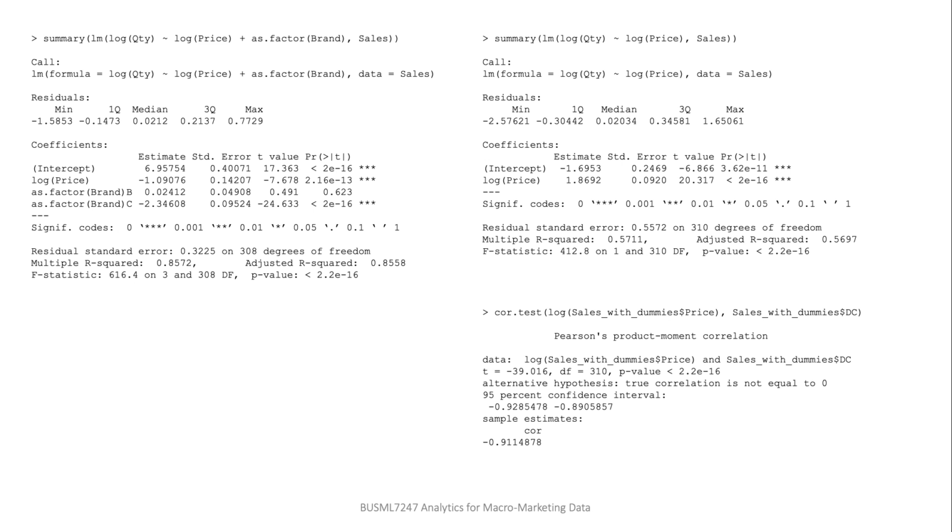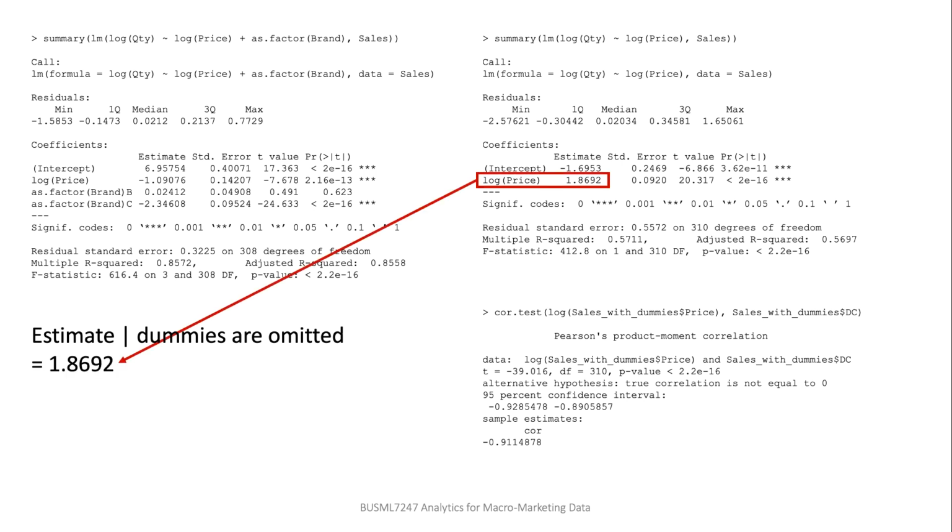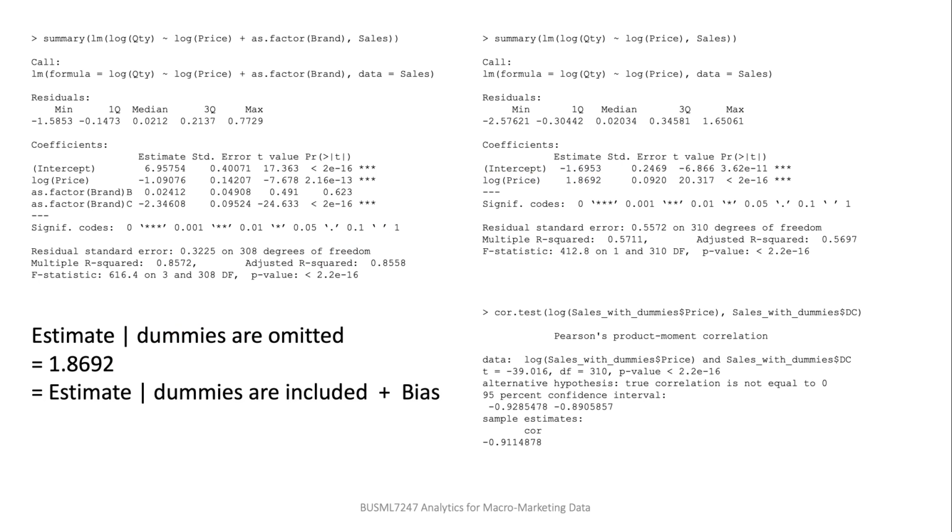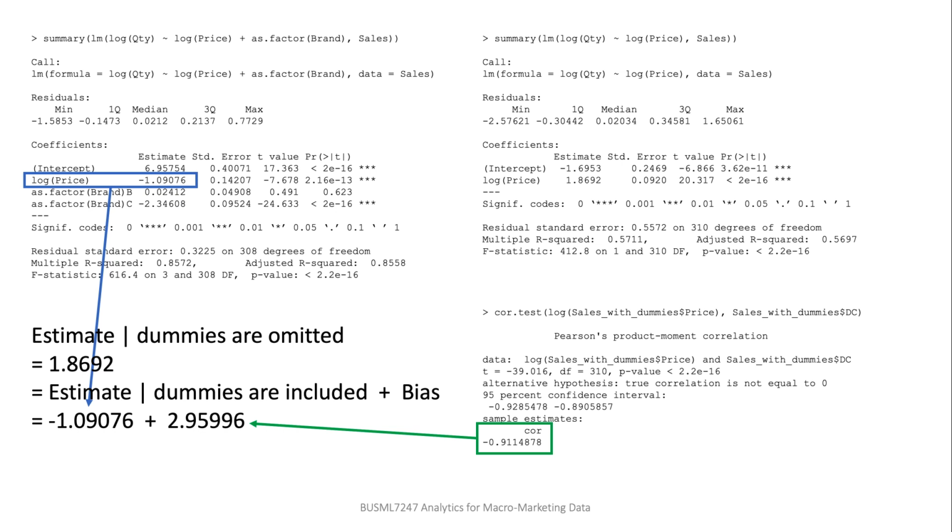The left-hand side table is the regression summary with the brand dummies, and the top right table is the regression summary without any brand dummies. And the bottom right table is the correlation coefficient between the log price and the dummy for brand C. If dummies are omitted, we have a positive price coefficient of about 1.87. But this value is the sum of the correct price coefficient and bias, which are negative 1.09 for the price coefficient and about 3 for the bias. This bias is really big, and it is coming from this very high correlation coefficient between the dummy and prices.